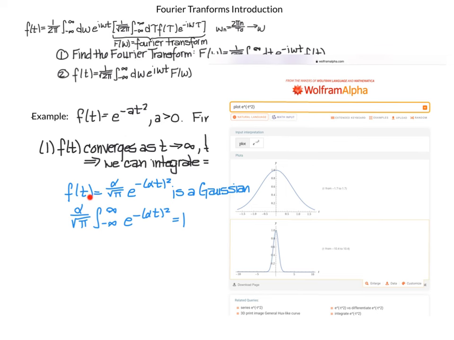The Gaussian form is given here. F of t is equal to alpha over square root of pi e to the minus alpha t squared. Here our alpha is equal to 1. Our Gaussian curve, this is what it looks like. I plotted this in Wolfram Alpha.